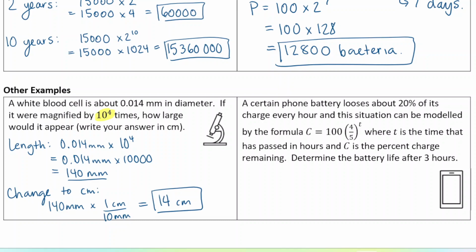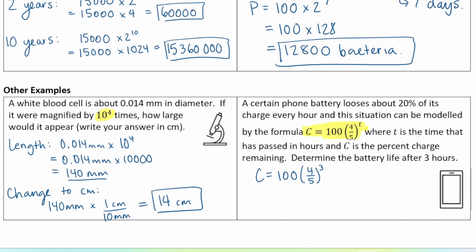Okay, and last but not least question. A phone battery loses about 20% of its charge every hour. This is a typical way that batteries work. And this situation could be modeled with this formula, where T is time that has passed. Determine the battery life after 3 hours. So we're going to plug in 3 for T. This time we're dealing with a fraction.